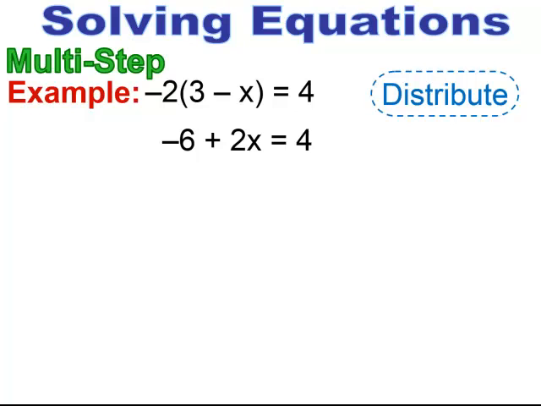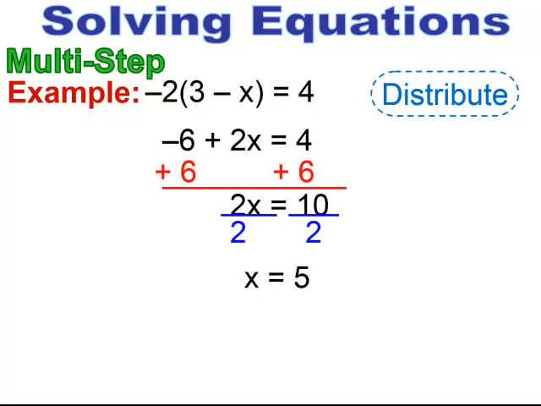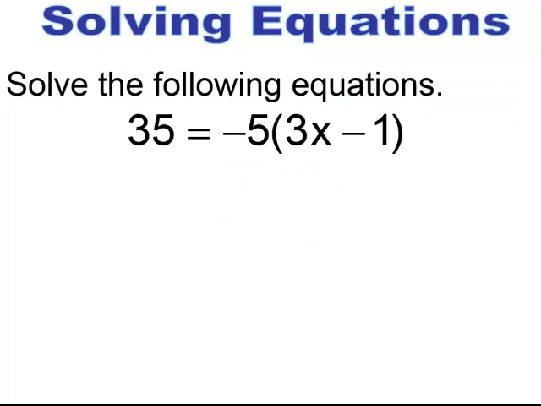And now I have that two-step equation. I'm going to add 6 to both sides, and then I'm going to divide through by 2, and I get my solution, x equals 5. Pause and try.